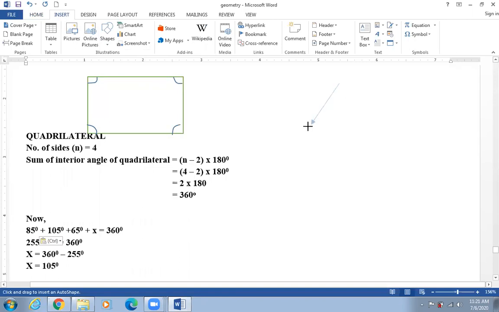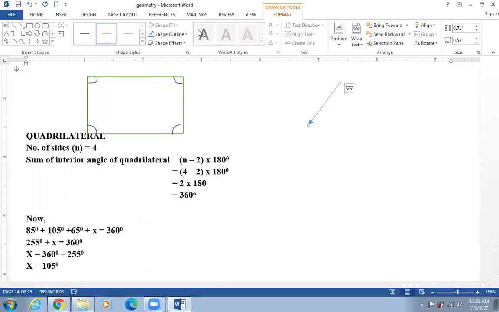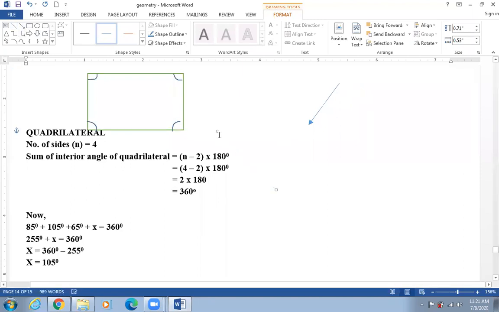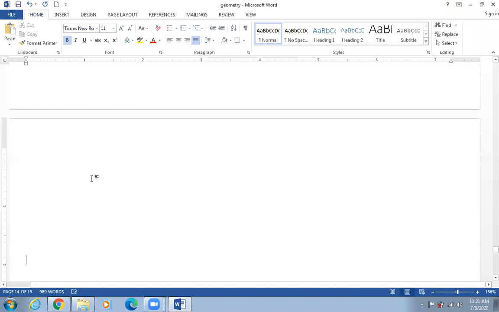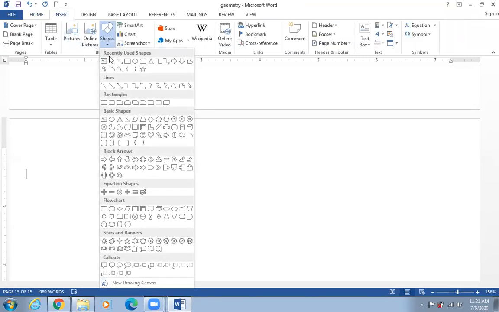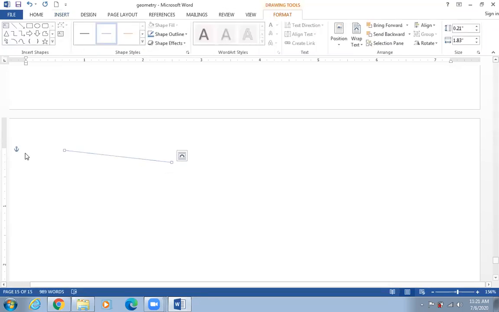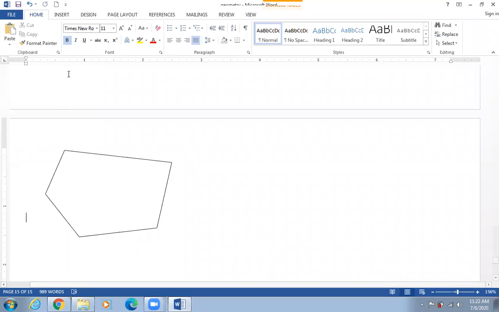Suppose there are, let me draw five lines. 1, 2, 3, 4, and 5. So altogether there are five lines. Pentagon.